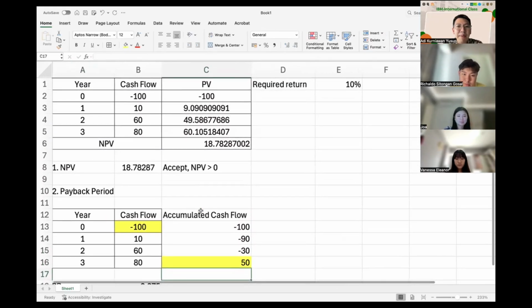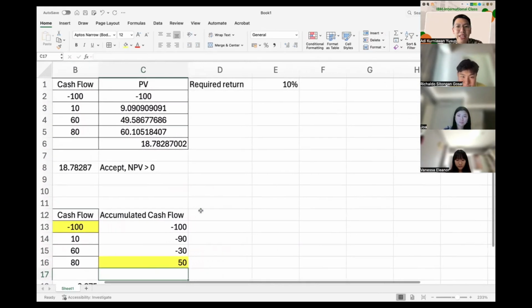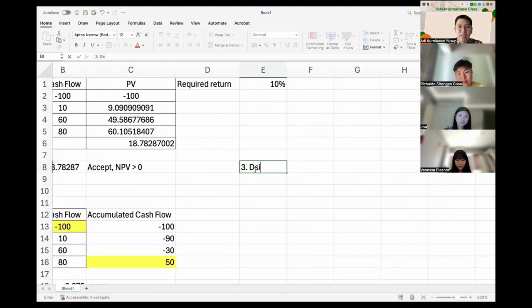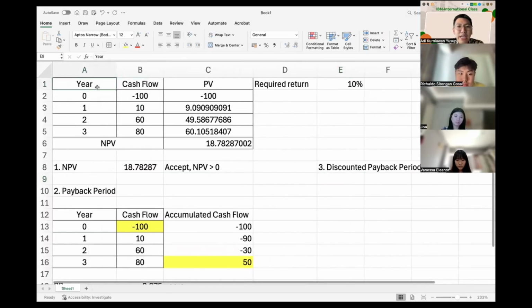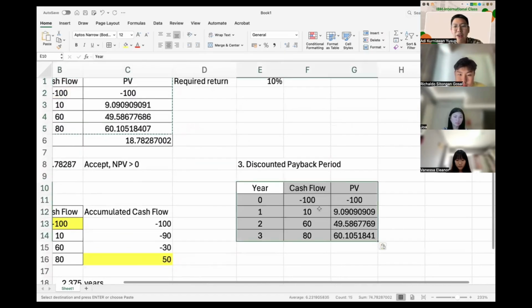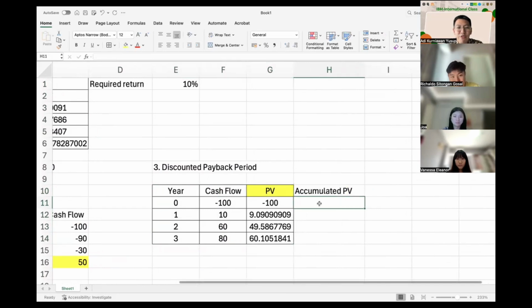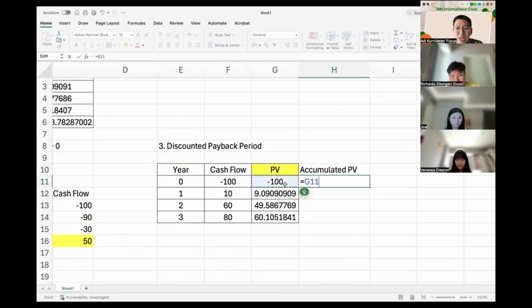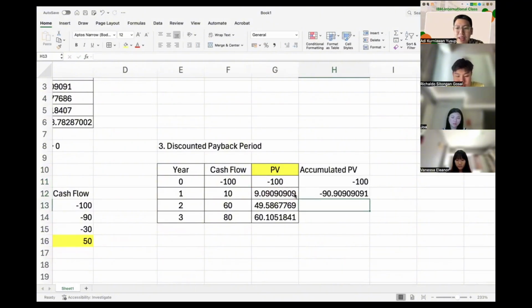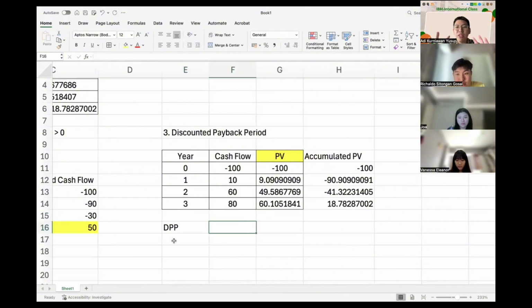Okay, the same concept applies to the discounted payback period. So I will go here, discounted payback period. I use the PV. For the discounted payback period, you use the PV and then find the accumulated PV. The same concept: it is minus 100, then minus 100 plus 9 something, then minus 90 something, plus 49 something, and so on. So the discounted payback period is between 2 and 3.